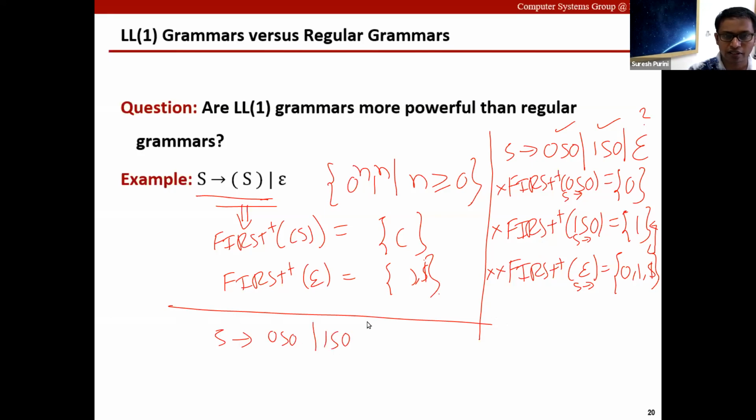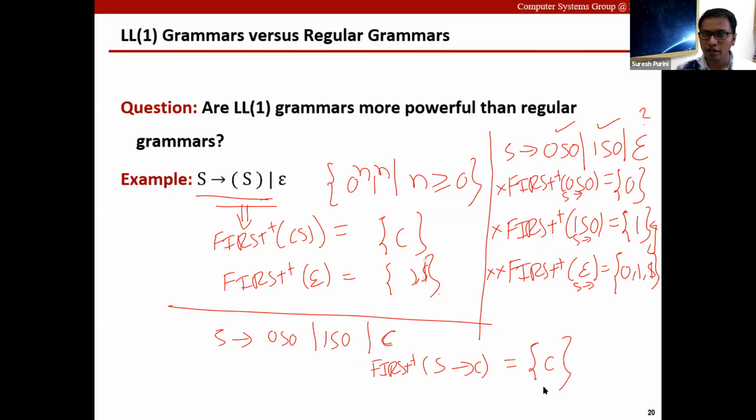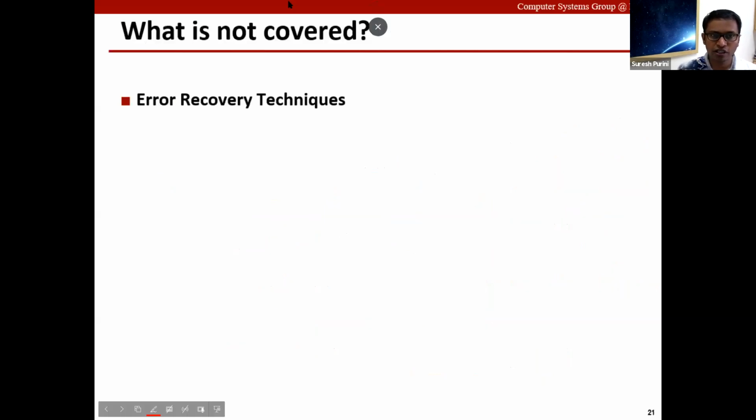But on the contrary, if we change this grammar to 0S0, 1S0, and c, where c is a constant, then the first plus of S goes to c is c. Now the first plus set of any of these substitution rules don't intersect with each other, and the grammar becomes LL1 parsable. So this concludes our discussion on LL1 parsing. What we didn't cover as a part of this lecture is error recovery techniques while doing LL1 parsing.